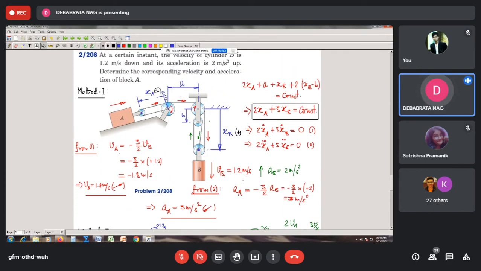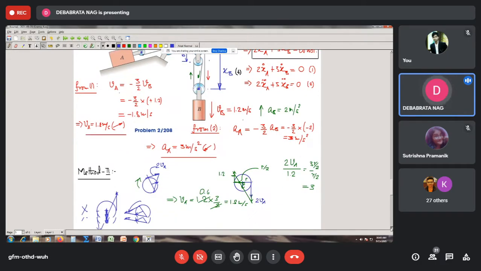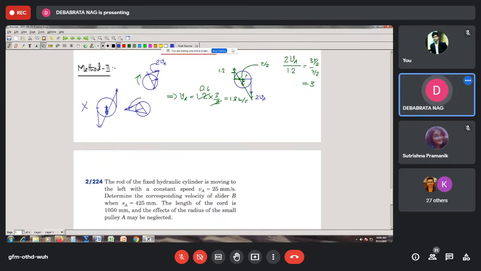So I will ask you to solve this problem, finding out the acceleration by method 2, drawing the proper diagrams, and convince yourselves that these will be the proper senses, and we will be able to find out the acceleration of block A from there. So acceleration analysis I am not doing. I am leaving this to you as homework in order to complete your analysis. Okay. So once this is done for us, okay, thank you.